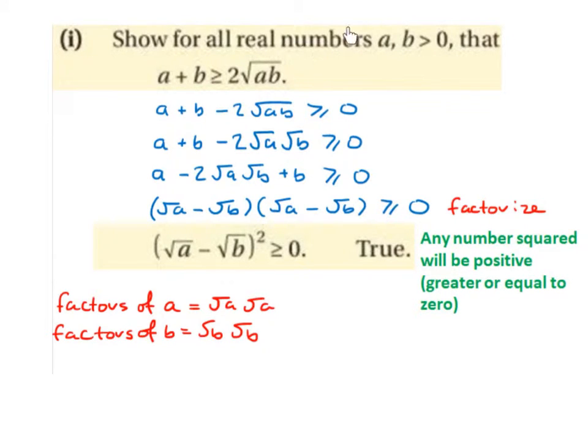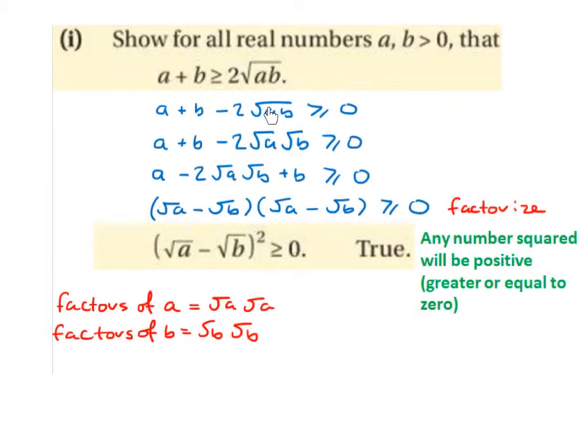Show for all real numbers a, b greater than 0 that a plus b is greater or equal to 2 root ab. Okay, so the first thing we're going to do is get everything over to one side. So the 2 root ab comes over the inequality sign, becomes minus 2 root ab. So we have a plus b minus 2 root ab greater or equal to 0.